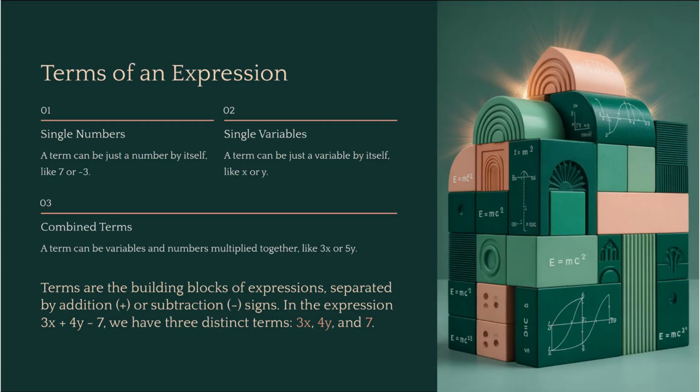Expressions are built out of pieces called terms. Terms are separated by the plus and minus signs. Think of them as individual groups being added or subtracted. For example, in the expression 3x plus 4y minus 7, there are three terms: 3x, 4y, and 7. Recognizing the terms helps us break down the problem into smaller, easier to manage pieces before we start calculating.